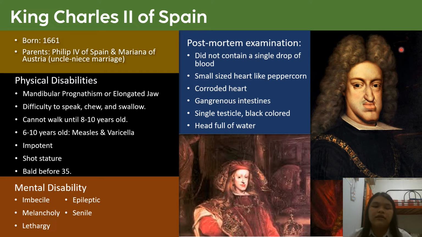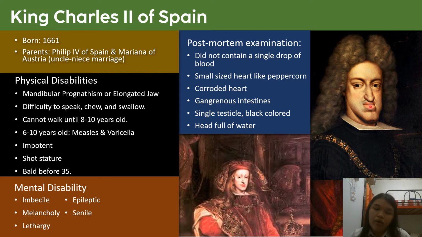Charles had some physical disabilities, which we can see in this picture. He has an elongated jaw or mandibular prognathism, which does change his appearance. That's why people call him the Bewitched. And this mandibular prognathism caused him to have difficulty to speak, chew, and swallow. Because he cannot chew his food, he often swallows his food whole, so he often vomits too, and he cannot digest his food.